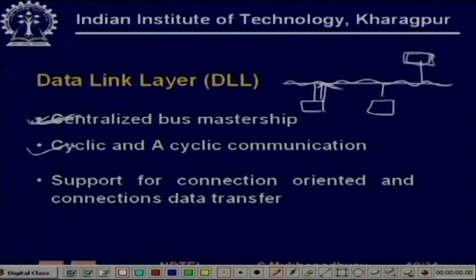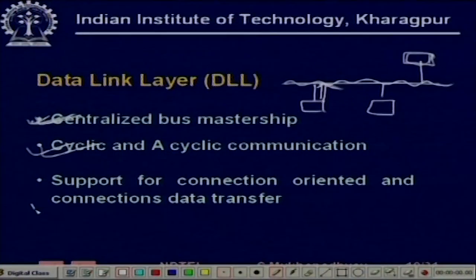Communication can be cyclic as well as acyclic. That is, some devices will, say every 1 second, send a packet, so they require cyclic communication. There are some that are acyclic, which may be suddenly required, maybe due to some alarm condition and things like that. So these two kinds of communication are supported by the data link layer.